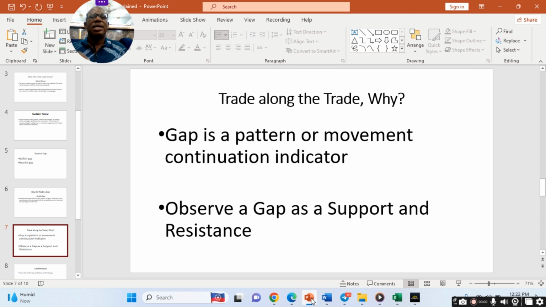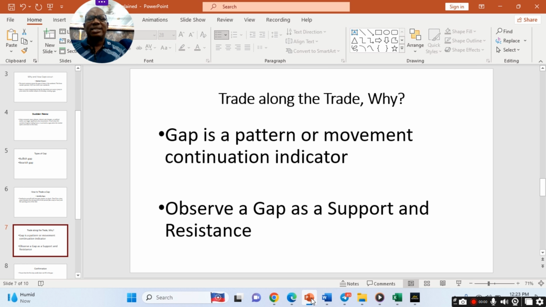Now, how do you trade the gap? A gap is an indicator. What does it indicate? It indicates either the continuation of an upward trend or the continuation of a downward trend. It's not a reversal. It's only in rare cases that a gap becomes a reversal, the exhausted gap. But in most cases, it is the continuation of the trend. So a gap is a pattern or movement that serves as a continuation indicator.